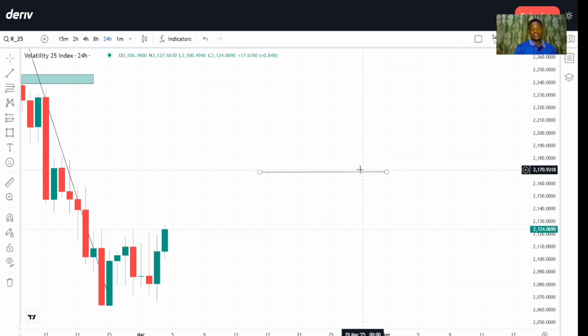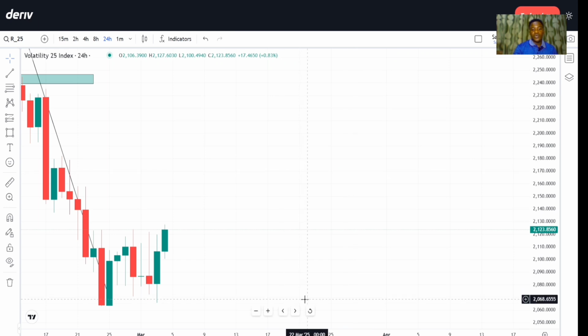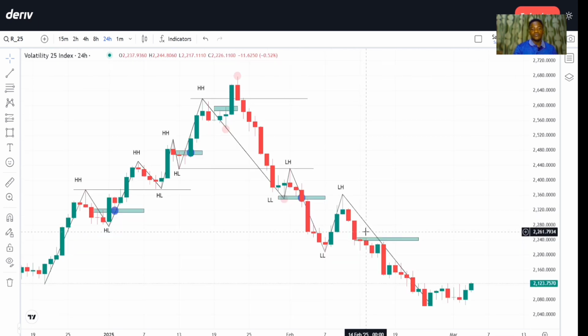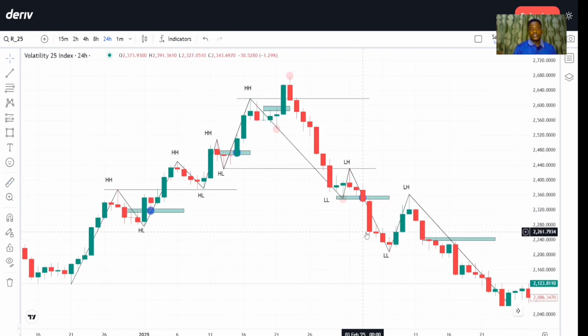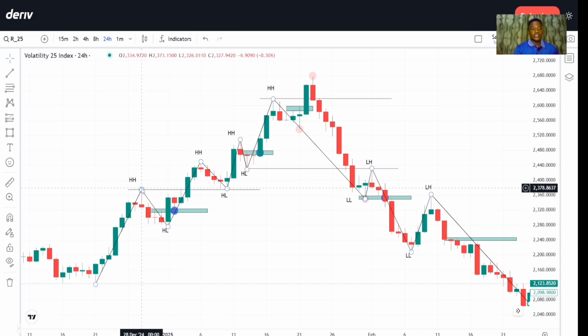So from the example I just showed, at this point you will be able to see this higher high has been broken, because we even have several candles outside, but here we have not broken this level. I hope you understand now.